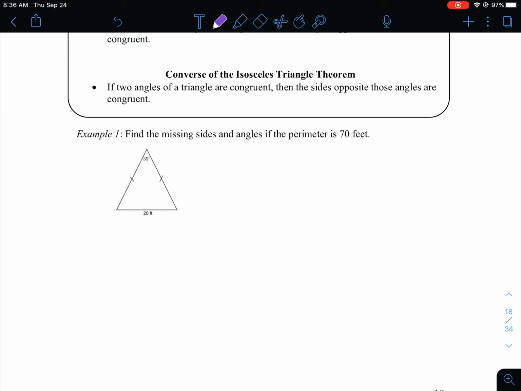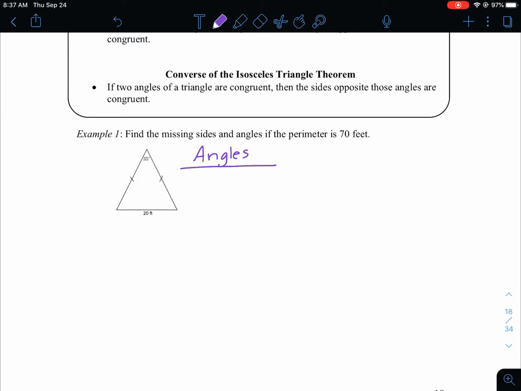All right, so let's use those two facts to take a look at example 1. It says find the missing sides and angles if the perimeter is 70 feet. So we have to find 3 sides, 3 angles. They gave me one side and one angle, so that now cuts it down to 2 angles, 2 sides. We're going to go ahead and work with the angles first. Makes no difference, that's just what we'll start with. So let's take a look at our angles.